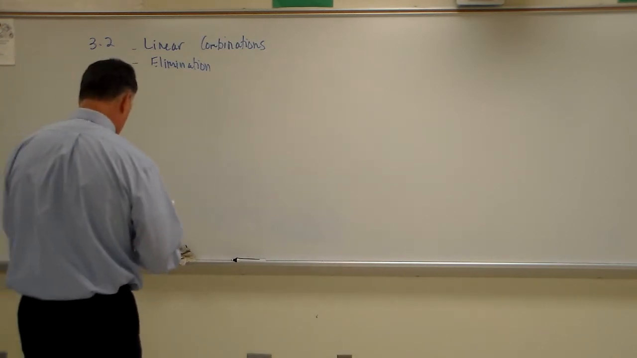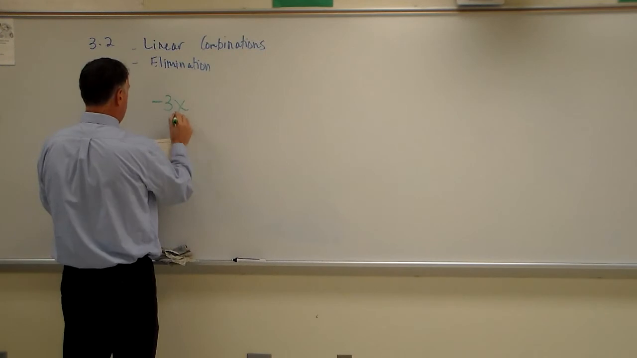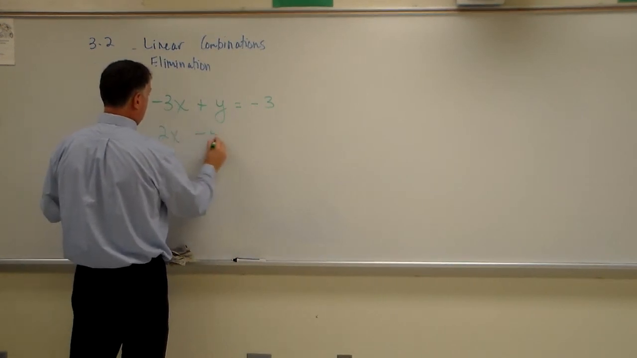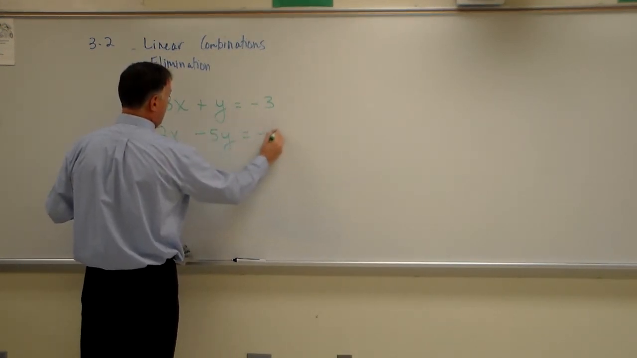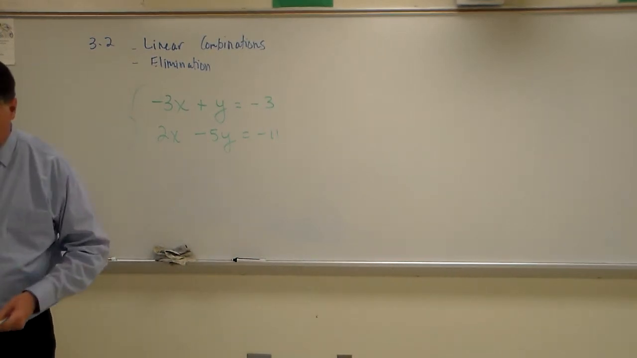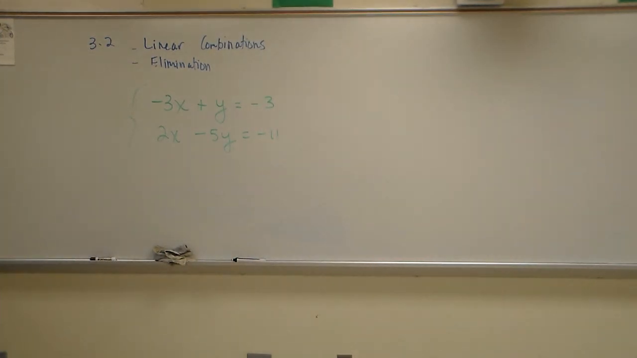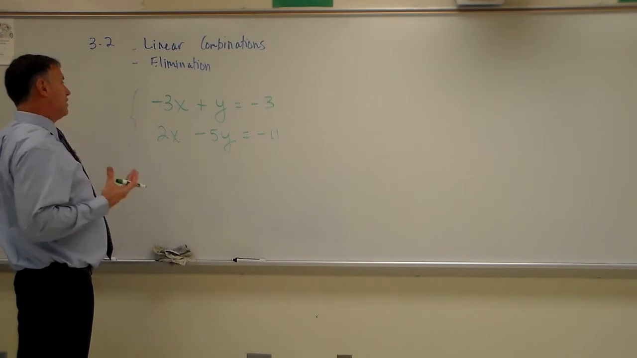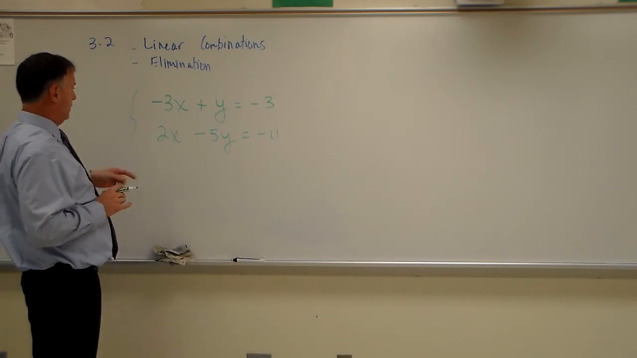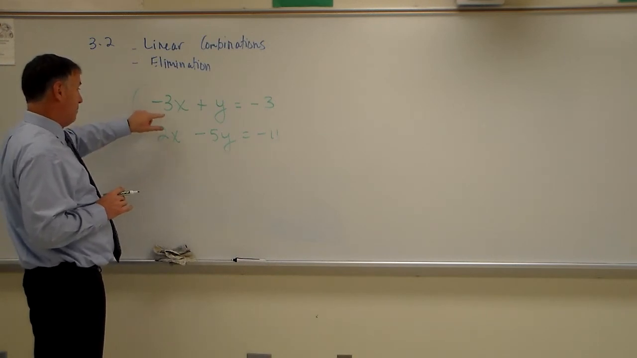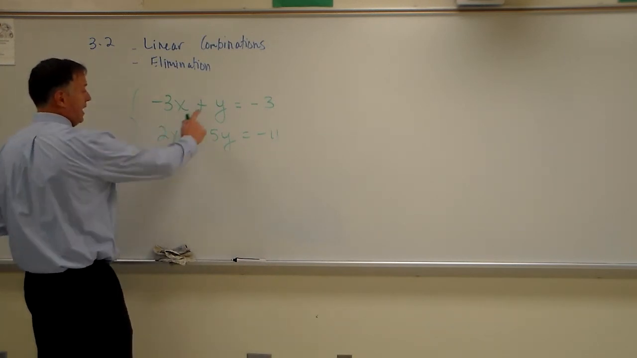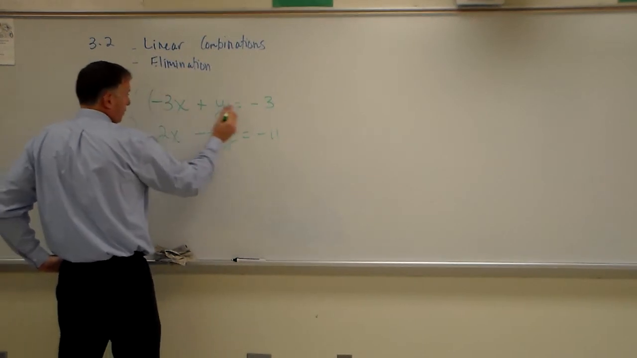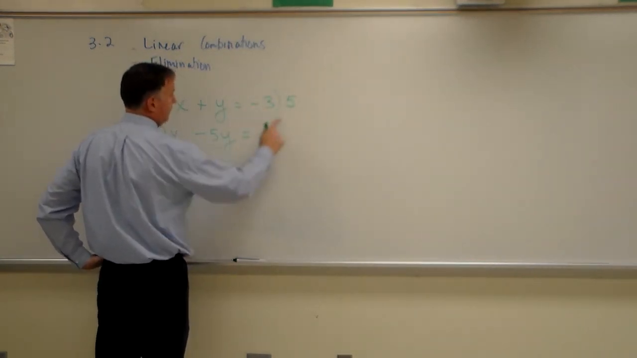All right. So here's a good one to look at. Negative 3x plus y equals negative 3. And then 2x minus 5y equals negative 11. So again, you want to try to pick one that can cancel out. Well, if I add them together, they're not going to cancel. So I have to multiply one of the equations times a number. Well, I could multiply both of these times a number, or I could just cancel my y's and multiply that times 5, because that'll make my y's cancel. So I'll do it with the least amount of work. I'll multiply that times 5.